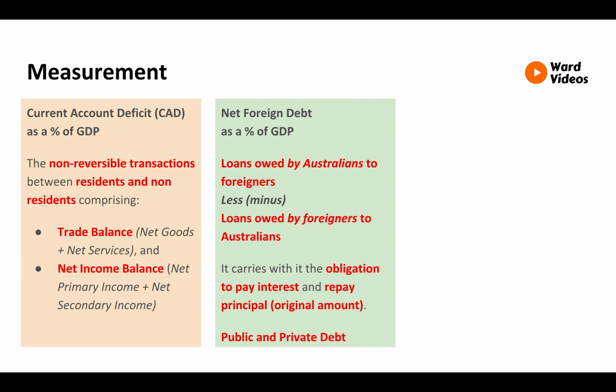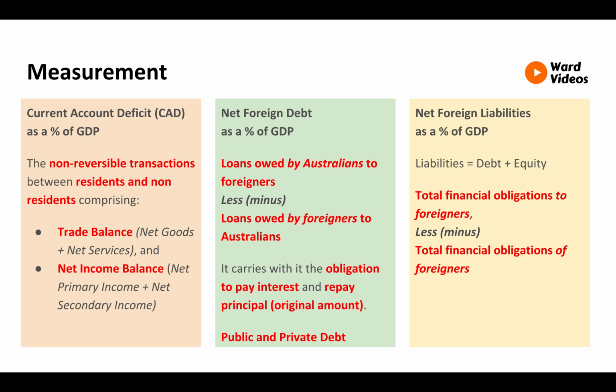The next measurement is net foreign debt as a percentage of GDP. These are loans owed by Australians to foreigners, less loans owed by foreigners to Australians. Now, this form of finance has the obligation to pay interest and repay the principal, i.e. the original amount. Foreign debt can be classified as either public, i.e. government, and private.